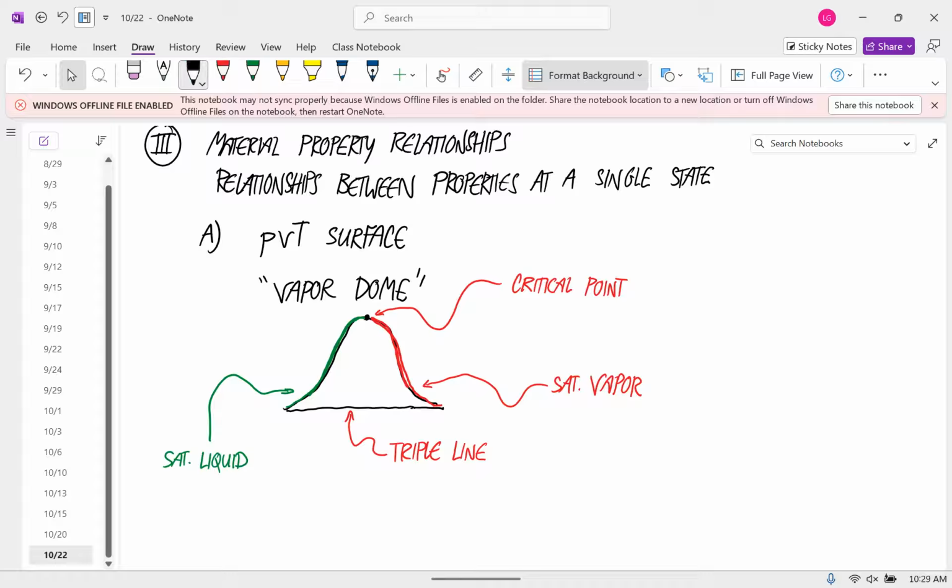And inside the vapor dome is a mix of liquid and vapor. So when you talk about quality, you're only talking about materials that are inside the vapor dome. Over on this side is a compressed liquid. And over on this side is a superheated vapor.